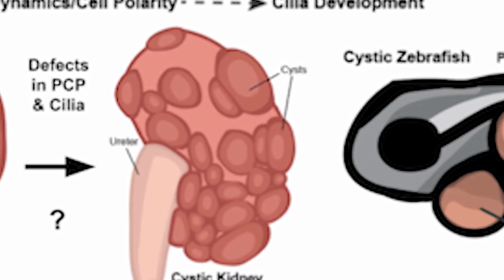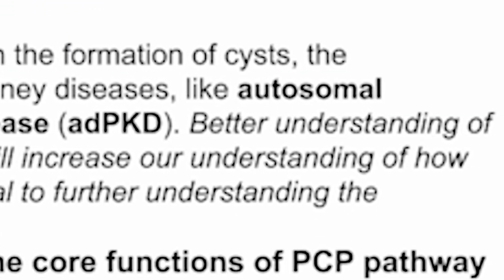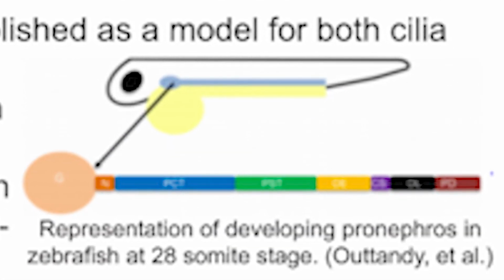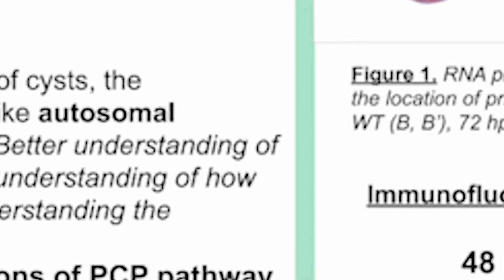For this study, we use zebrafish embryos as they have been established as a model organism for kidney development. Zebrafish have a pronephros, or basic kidney, which is functionally, structurally, and genetically analogous to the nephron of the human kidney. Additionally, they serve as an excellent model for visualizing cilia in the developing embryo using various assays, including immunostaining.